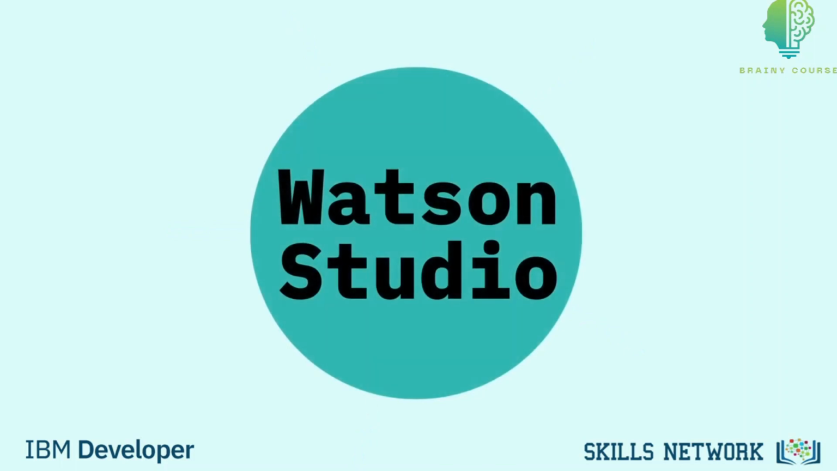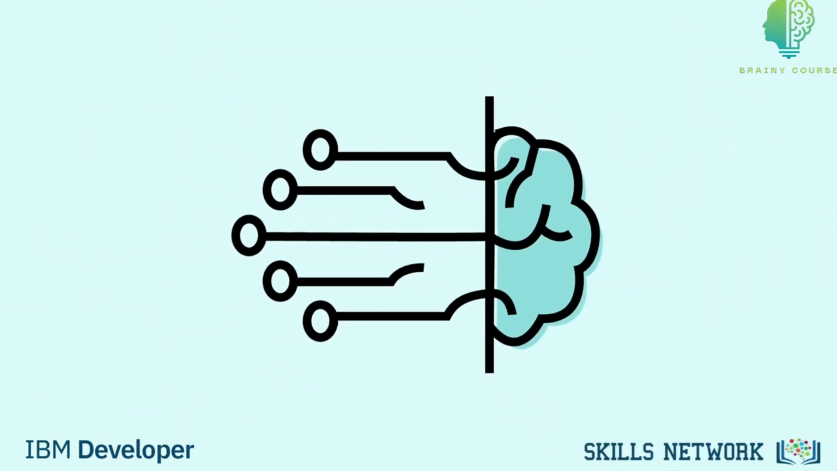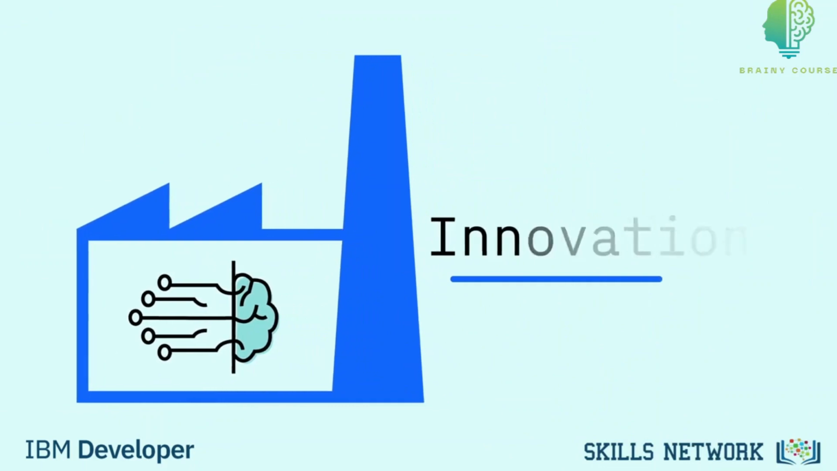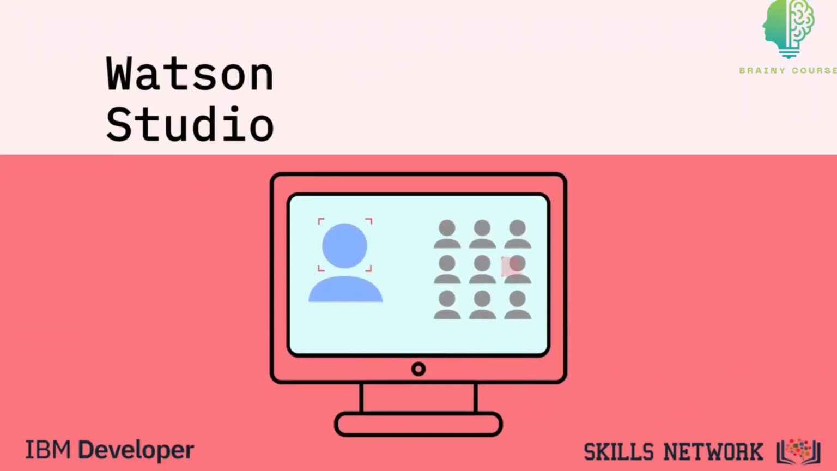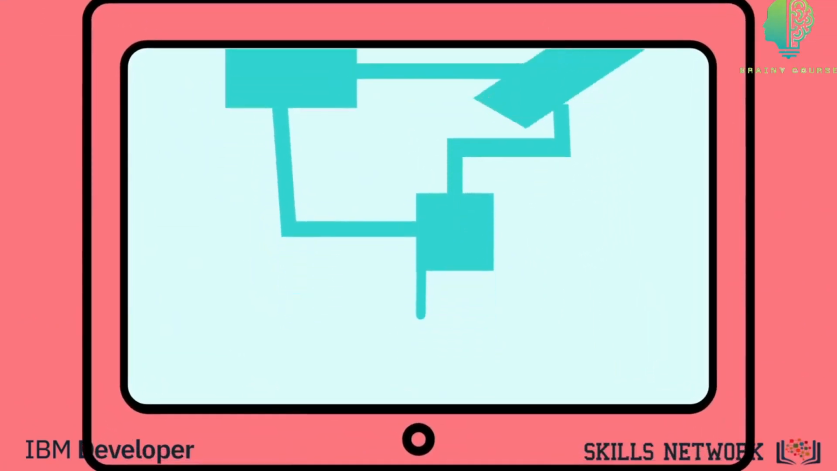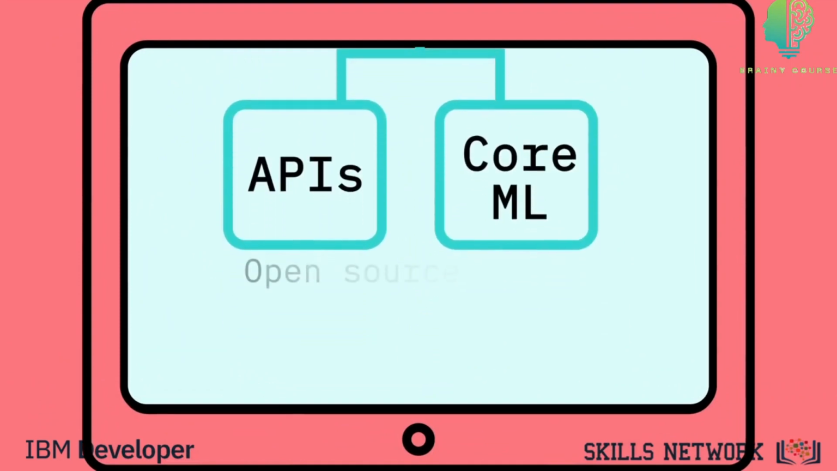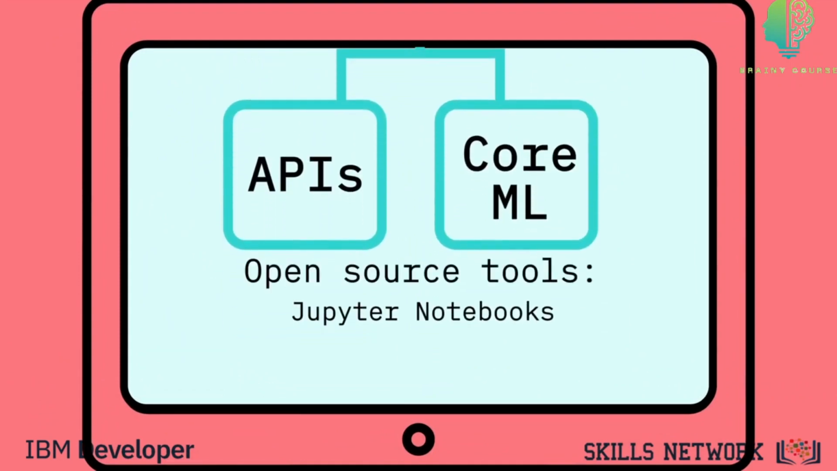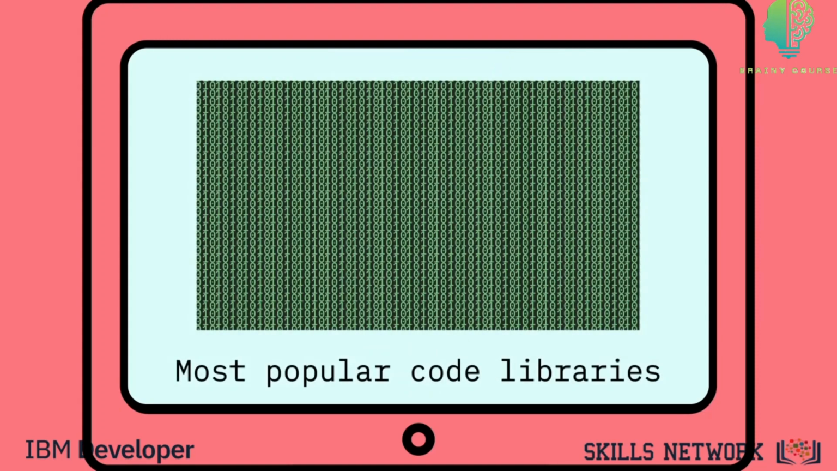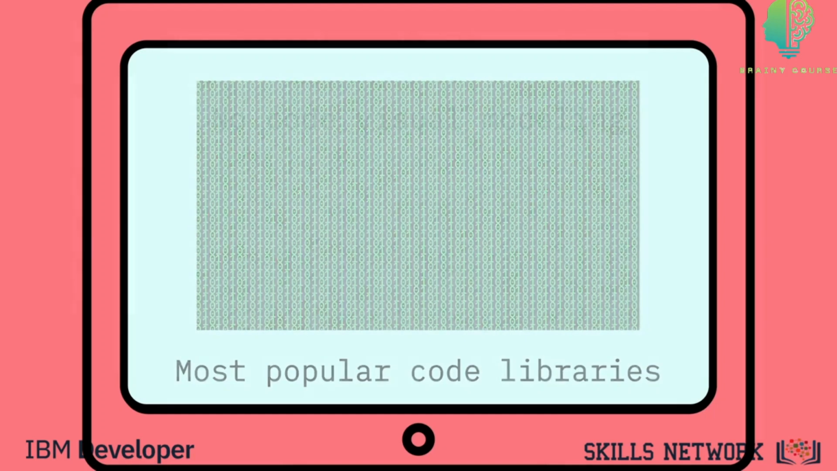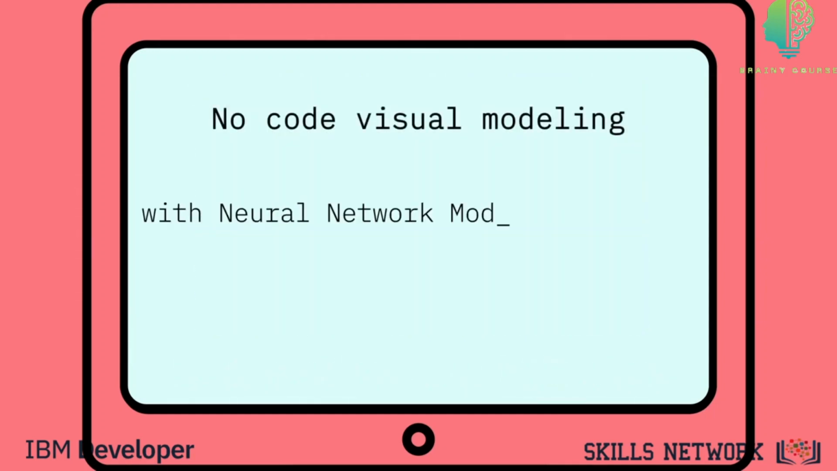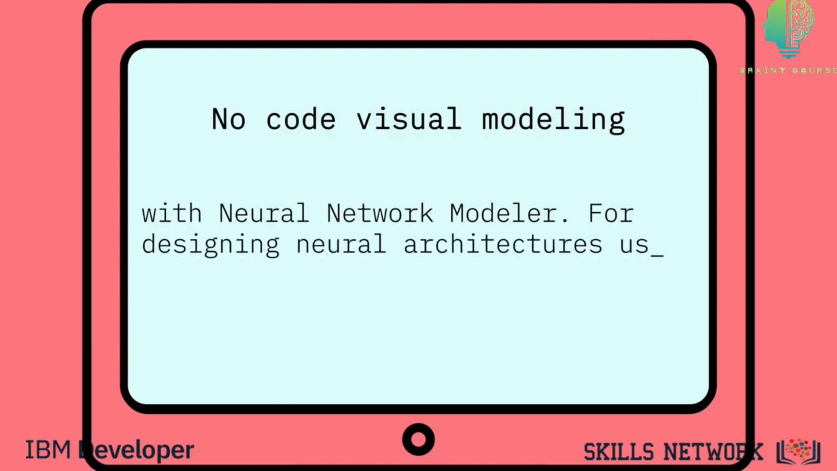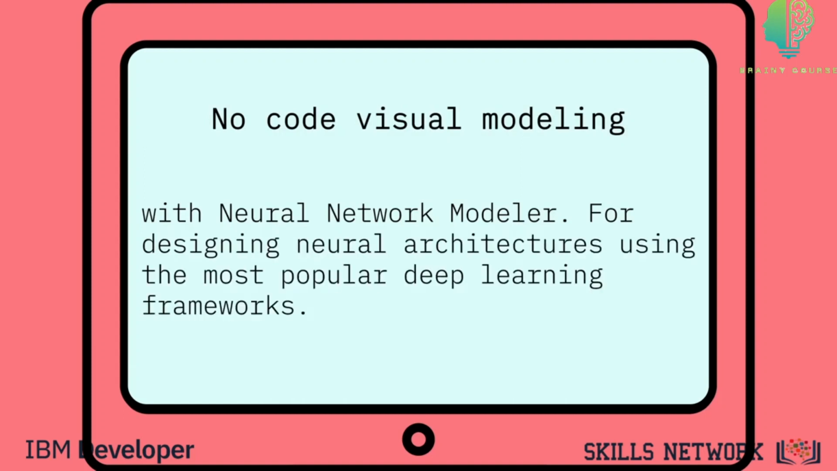Watson Studio provides many benefits for organizations, helping to infuse AI into the business and drive innovation. You can train Watson Studio with embedded AI services, including Watson Visual Recognition. You can customize your models and deploy them as APIs or Core ML by using open source tools like Jupyter Notebooks, Anaconda, and RStudio. Watson Studio supports most popular code libraries, as well as no-code visual modeling with Neural Network Modeler, for designing neural architectures using the most popular deep learning frameworks.